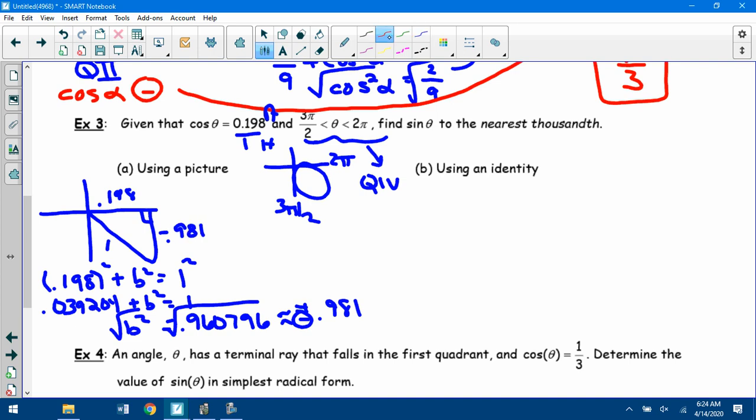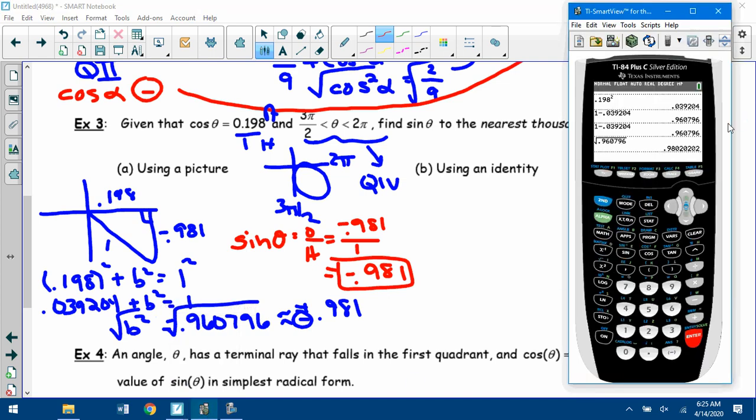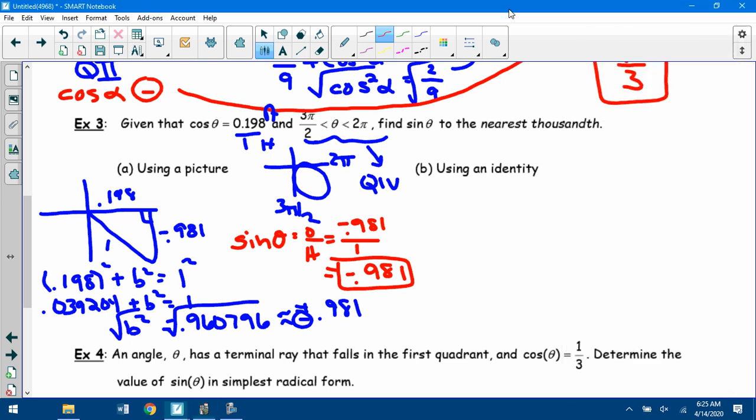Okay, so finally, after all of that, we want to find sine of theta. Sine of theta, opposite over hypotenuse. The opposite side is negative 0.981. The hypotenuse is 1, so negative 0.981. Okay, that's pretty much doing yesterday with maybe just a little bit uglier looking. All good? Oh, I don't know why I said 981. That's 980. Sorry.